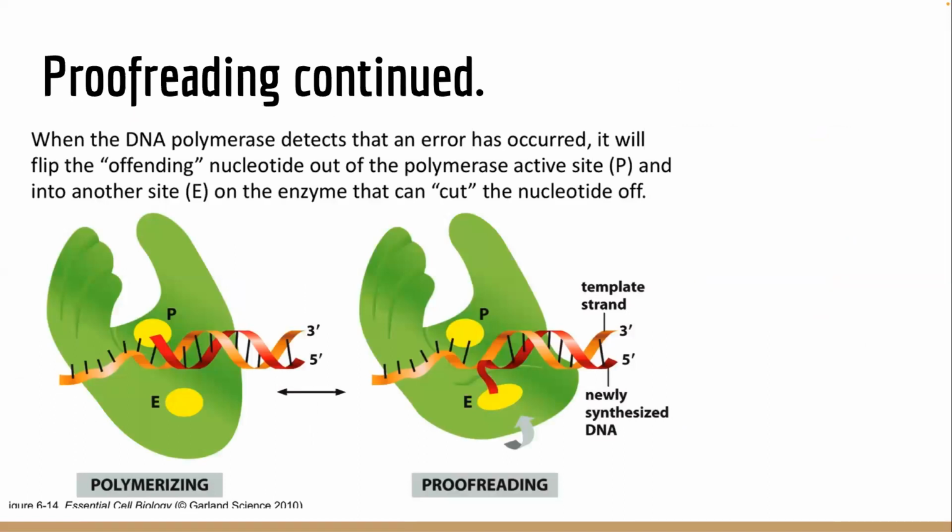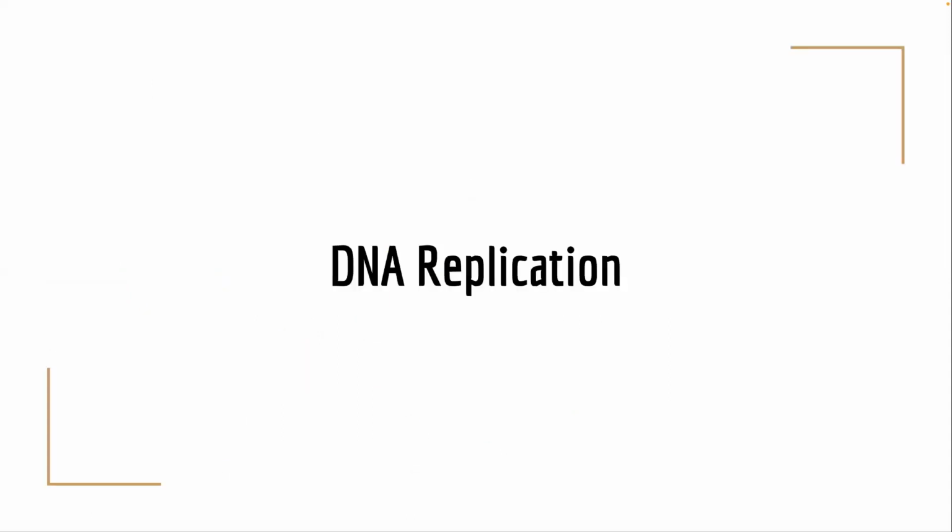Yeah, just a little bit more about proofreading, a little bit about how it happens. When the DNA polymerase senses that a mistake was made or a wrong nucleotide was added, it'll take that nucleotide out of the active site and switch it over into the exit site, so that it can cut and cleave that nucleotide off and fix the mistake.